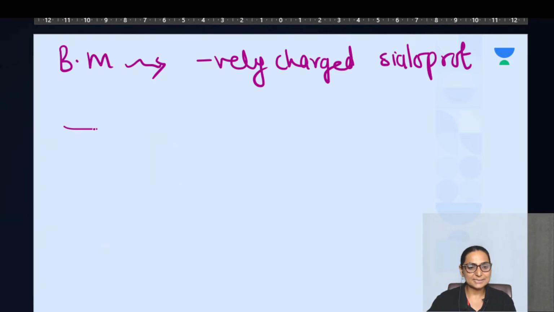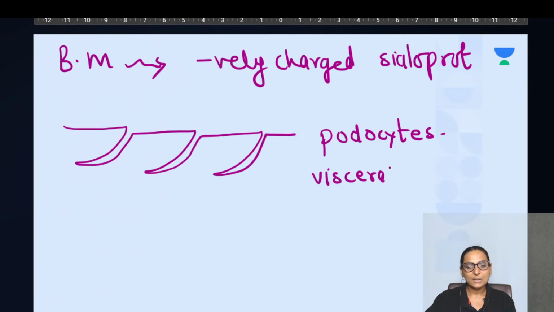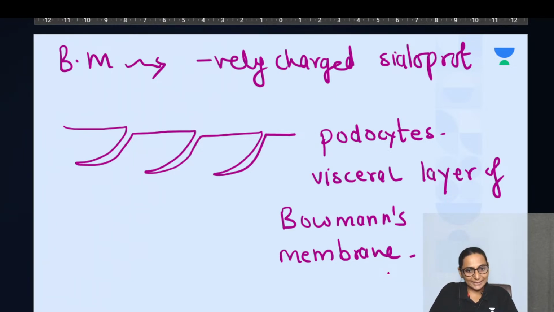The third layer is the filtration slits, which are formed by podocytes. These podocytes come from the visceral layer of Bowman's membrane. Right? So these are the three layers which protect the filtration process and do not allow any substance to easily pass through.